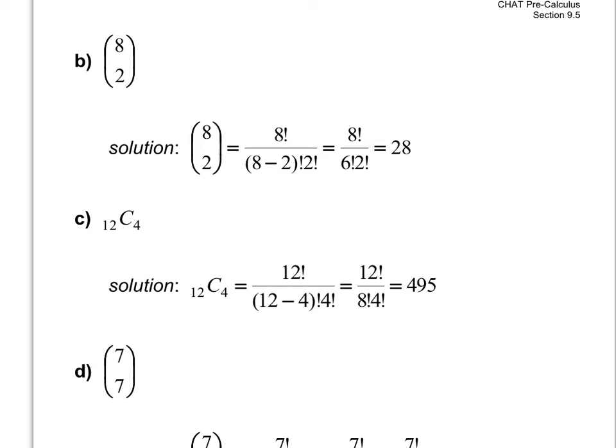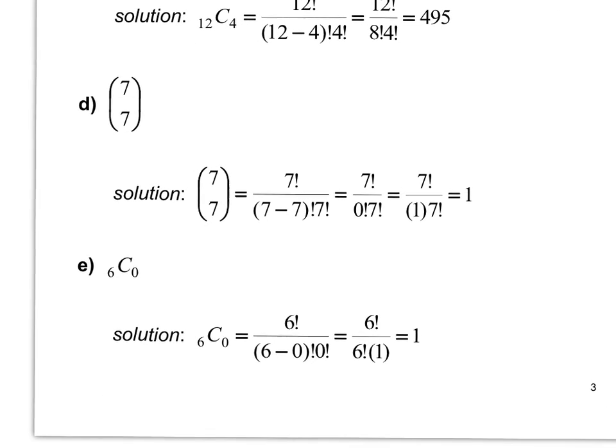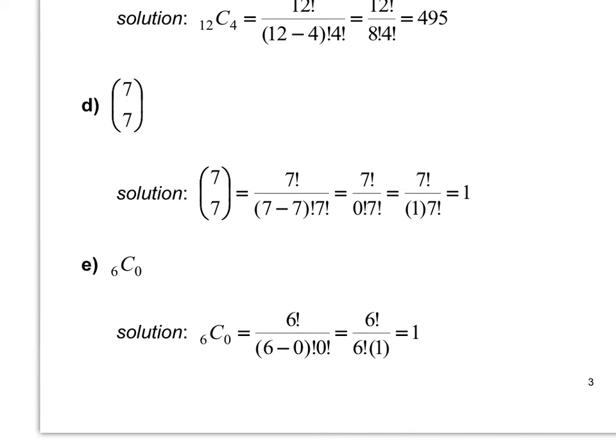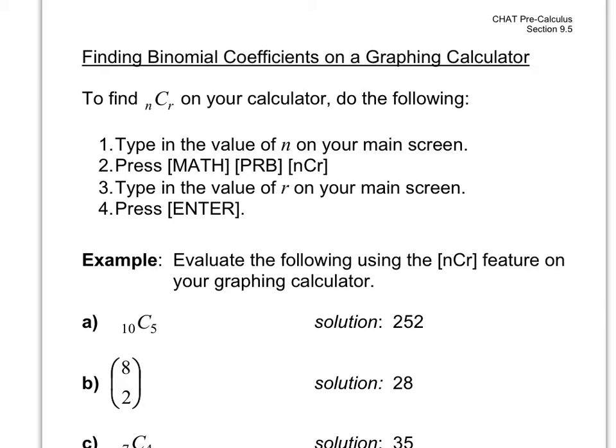Now just a note here with a couple of these, if you have the same number here and here, it's the same type of thing: 7 factorial, 7 factorial, and now subtract and you get 0 factorial, which by definition is 1, and this turns out to be 1. And then 6C0, it's similar, it turns out to be 1. So we'll look at these a little closer in a couple minutes.